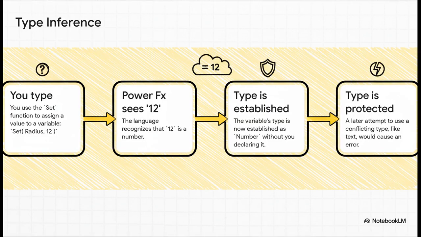So let's see type inference in action. Say you type a simple command. You want to set a variable called radius to the number 12. The second you do that, PowerFX looks at 12 and says, yep, that's a number. So it automatically labels your radius variable as a number type. And from then on, it's got your back. It'll prevent you from accidentally trying to cram the word circle in there later. It does all the heavy lifting for you.